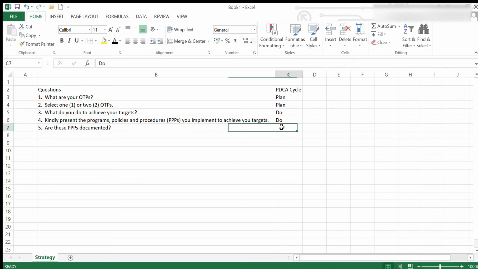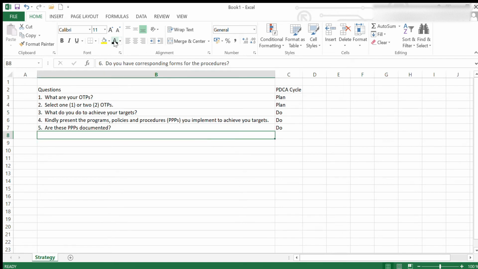Basically, this is under the do cycle. You are ensuring that not only do they have programs, policies, or procedures, but that they have them in writing. That's very important in any safety management system.